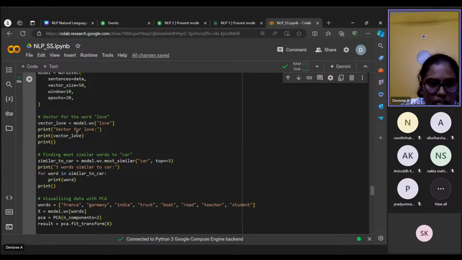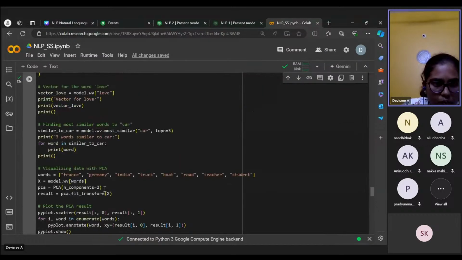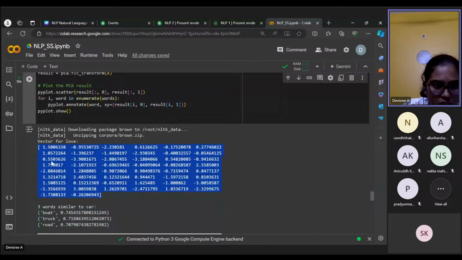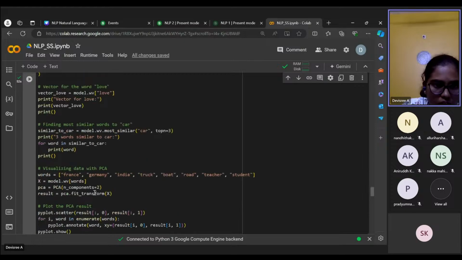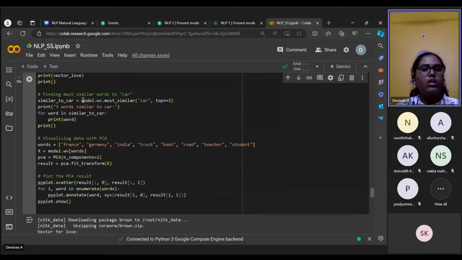So the vector for love, model.wv love. This will print the vector for love, as you can see. This is the corresponding vector for a given word, say love over here. Its dimensionality will be 50. It will contain 50 elements because we have given the vector size equal to 50. Similarly, there are different applications of this as well.